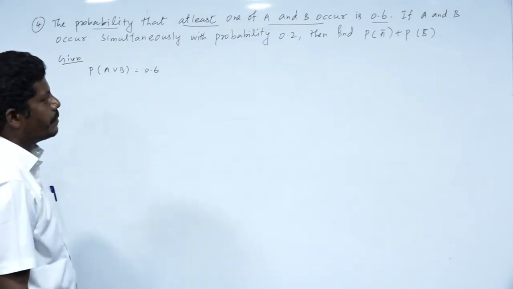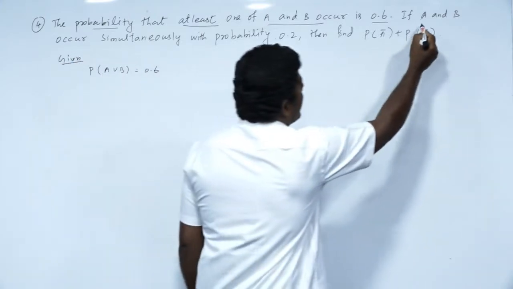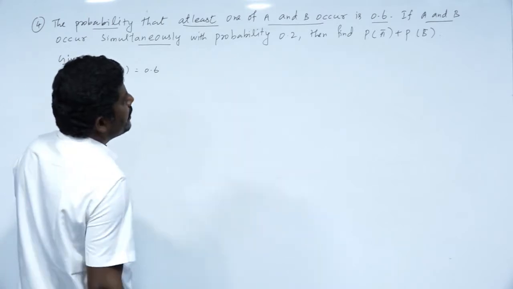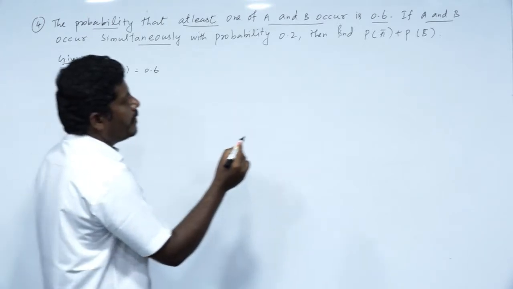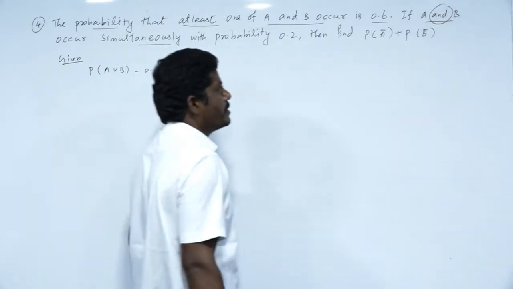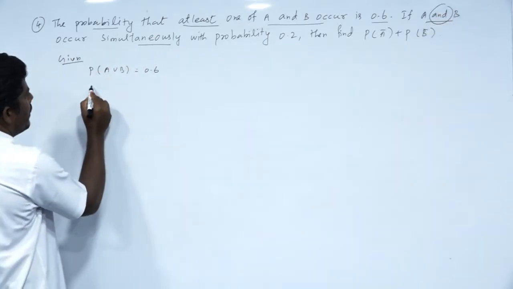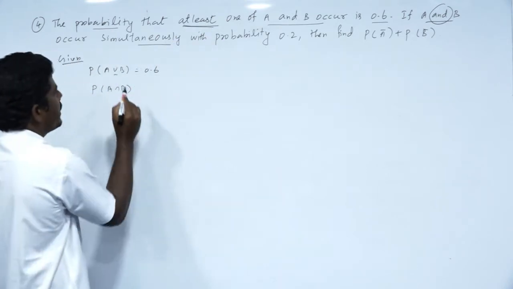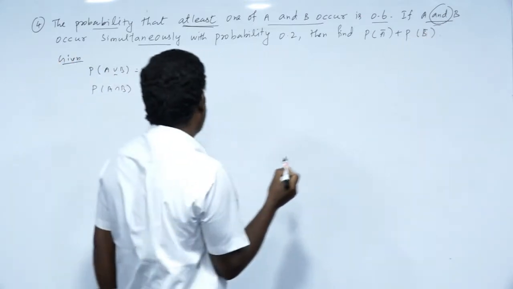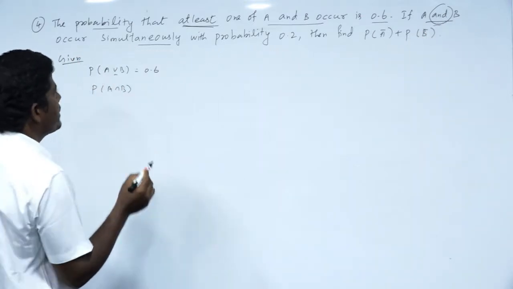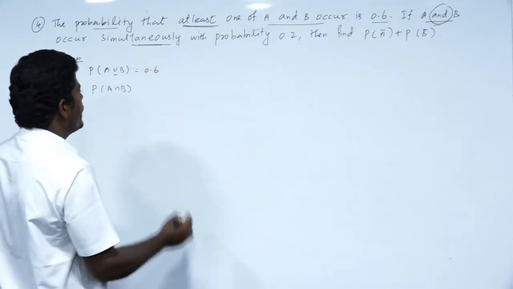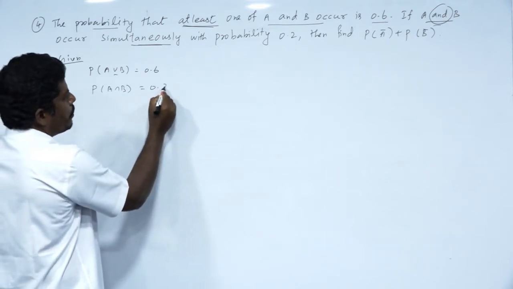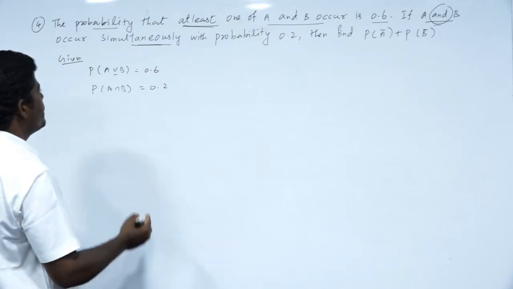Also given, A and B occur simultaneously with probability 0.2. Here, and means intersection; we want to take the intersection. A and B means probability of A intersection B. Here at least is there, that is why we are taking union. Here and is there, so we take intersection. So probability of A and B is nothing but probability of A intersection B is equal to 0.2, my dear students.